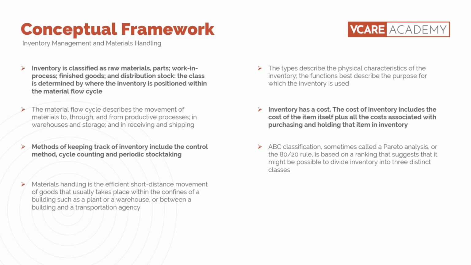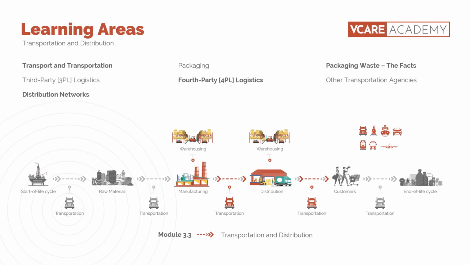Module 3.3, transportation and distribution. We'll talk about transport and transportation. Packaging forms a pretty important part of transportation. It protects the products as they go through the supply chain. Then we'll look at packaging waste, and then third-party logistics and fourth-party logistics, and then some other transportation agencies, and finish up with some distribution networks.